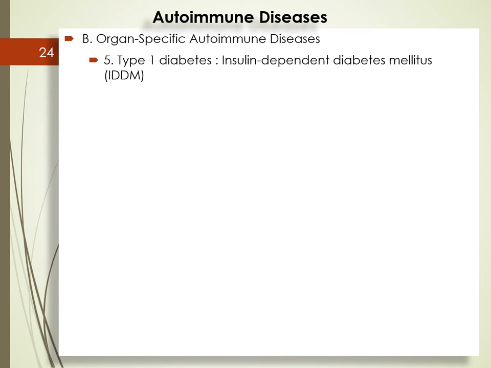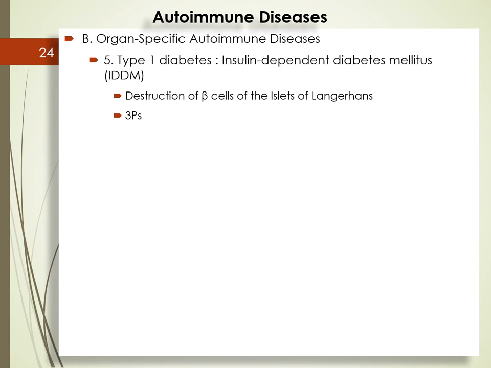Fifth one will be your type 1 diabetes, your insulin dependent diabetes mellitus, wherein there's autoimmune destruction of your beta cells in your islets of Langerhans, the ones that produce your insulin. Your alpha cells produce your glucagon. So insulin should decrease your blood sugar, and glucagon should increase your blood sugar. So in the destruction of your beta cells, there will be an uncontrolled glucagon effect, because your insulin should decrease your sugar.